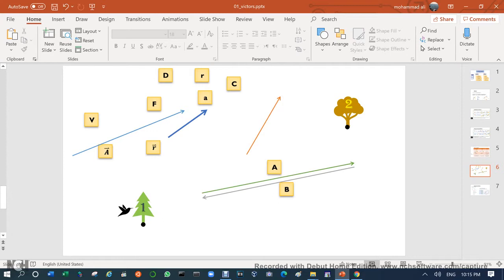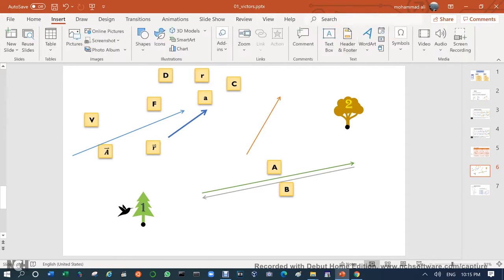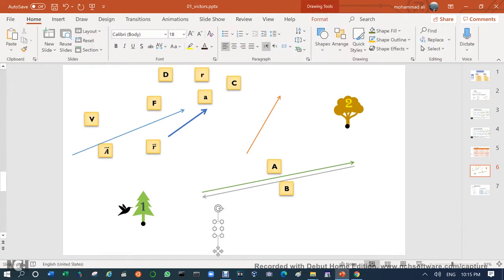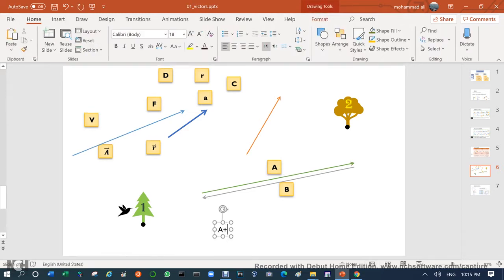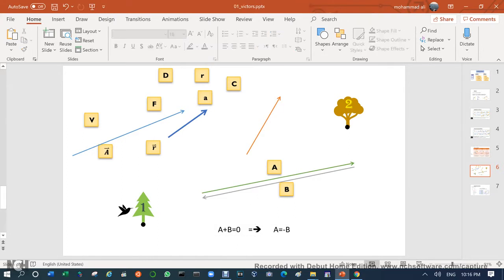In this case, if I make this process A plus B, it will be equal to 0. This will give me a result that A is equal to minus B in vector notation.